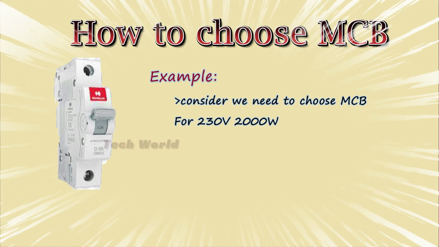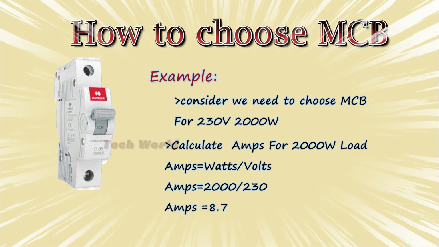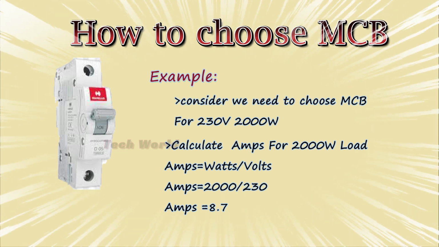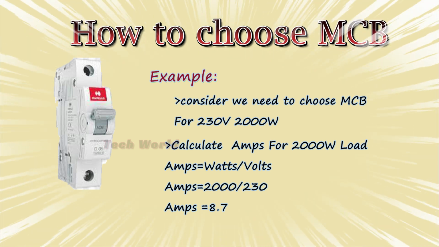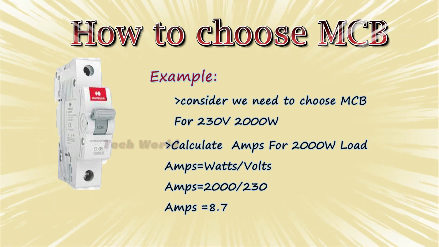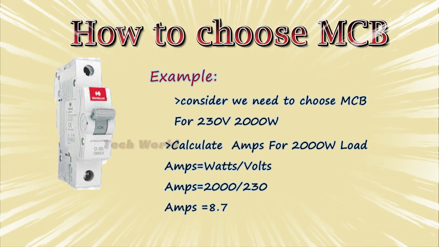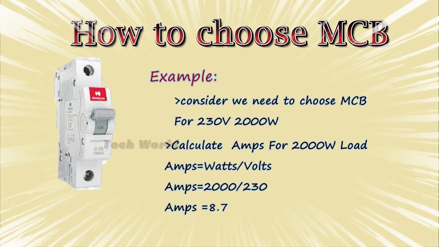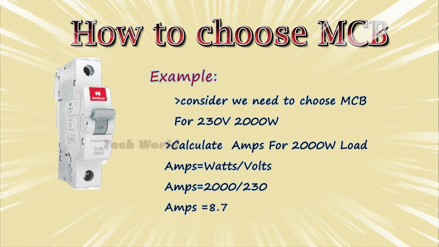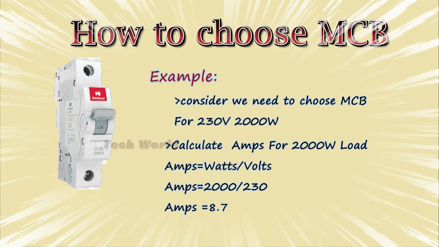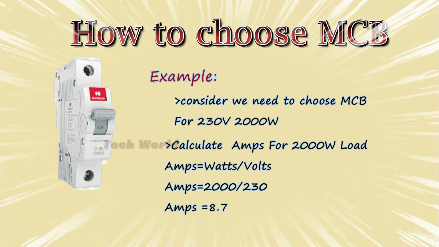First, determine the current draw of the 2 kilowatt load at 230 volts using the formula current amps equals power/voltage. In this case, the current draw would be current equals 2000 watts / 230 volts equals approximately 8.7 amps.